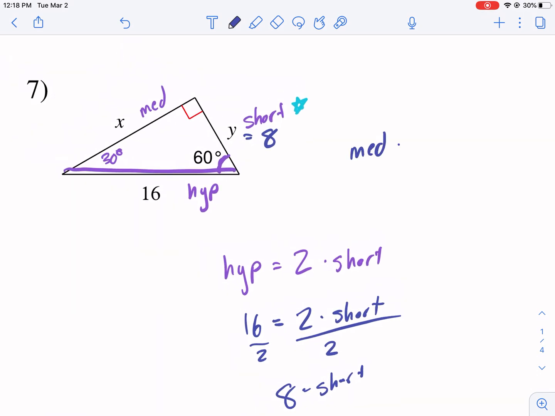Now we know the medium side is the short side times the square root of 3. So we already know the short side is 8, times square root of 3, and that's going to be our medium side. And that's it.